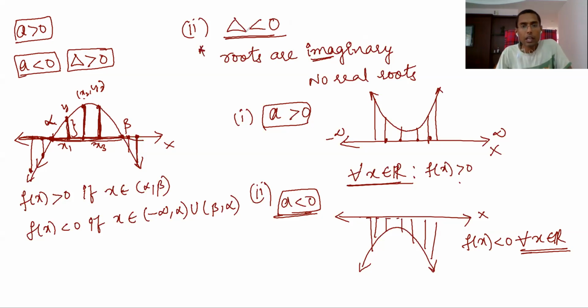When delta is less than 0, that means imaginary roots, so this parabola, the quadratic expression f of x, is not going to touch the x-axis. That means completely above the x-axis or completely below the x-axis. A positive is completely above the x-axis. Therefore, f of x is always positive, that means positive for all real numbers. If a is less than 0, then f of x is always negative, that means it is negative for all real numbers. This is a very important one.